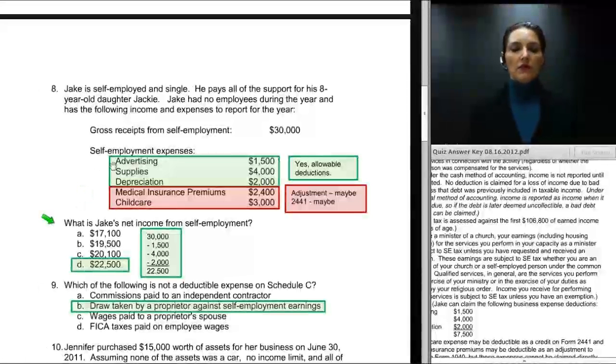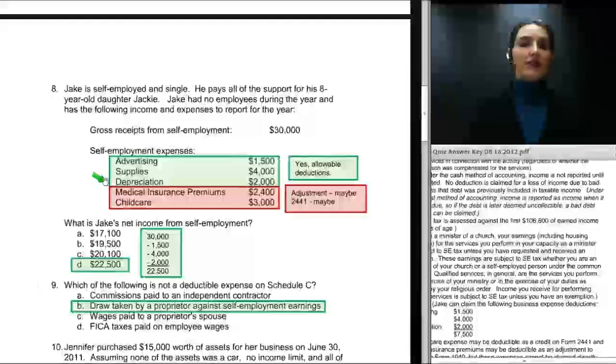Well, what you need to do is, of course, establish what is an allowable expense and what is not. And in the answer key here, I have certainly told you what is allowable. Advertising, supplies, and depreciation are allowable, but the medical insurance premiums, that is not an allowable expense when paid for the owner of a business on Schedule C. So in the wording of the problem, we tell you that Jake has no employees, and therefore we know that the medical insurance premiums he must have paid would be, well, for himself and his family.